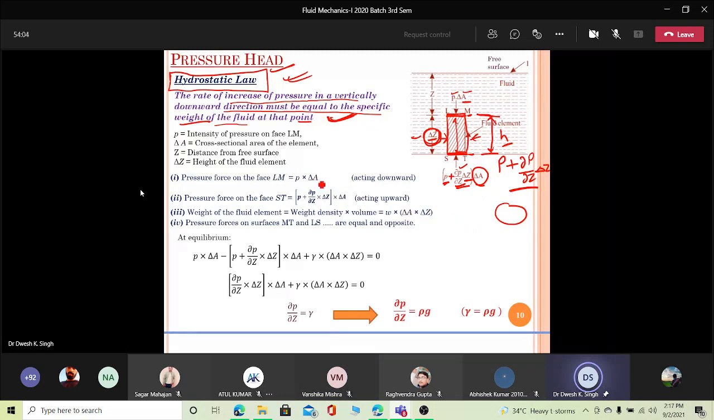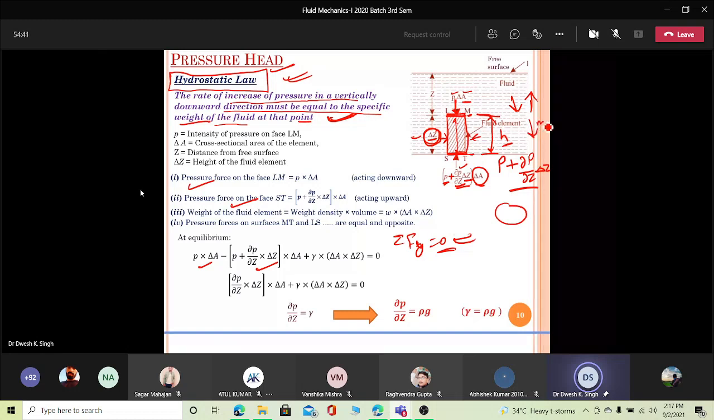Look here. This is the force acting on the LM face, and this is the force acting on the ST face. Both will balance because one exerts on this surface and the other exerts on the other surface. For maintaining equilibrium in the Y direction, this force acts in the downward direction, this acts in the upward direction, and there will also be the weight, mg.